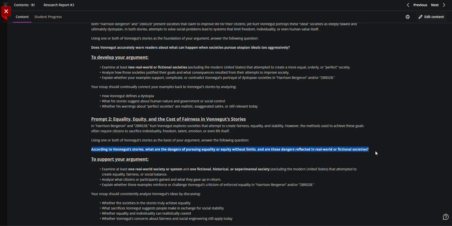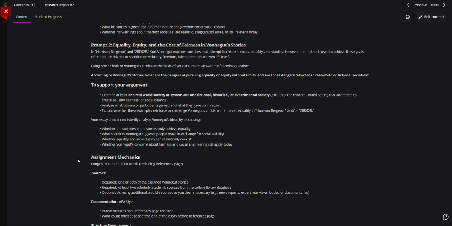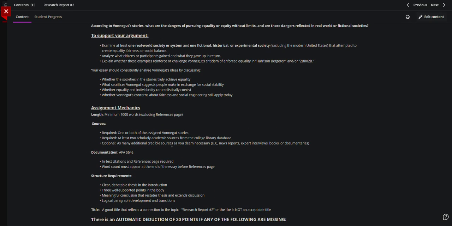So I will see if I can't highlight these somehow to make sure that you know which exactly the prompt is. Again, it's a minimum of 1,000 words. You need to use as your sources at least one of the Vonnegut stories. You can use both. They both are very apt for this. You have to have at least 2 scholarly academic sources from the college library database.